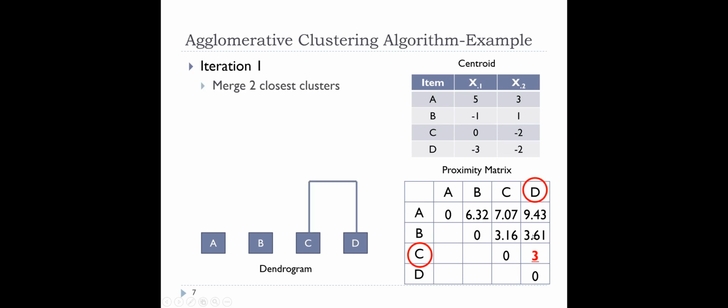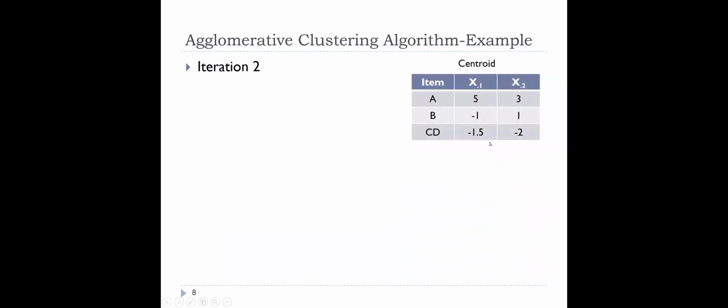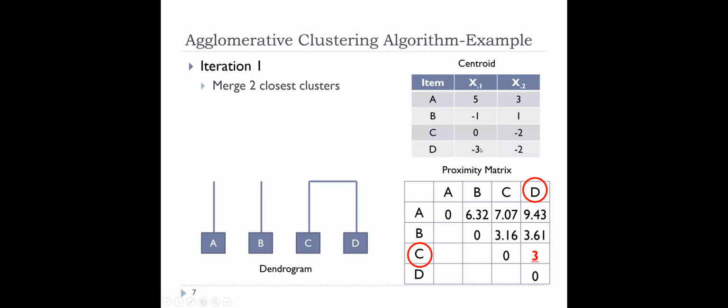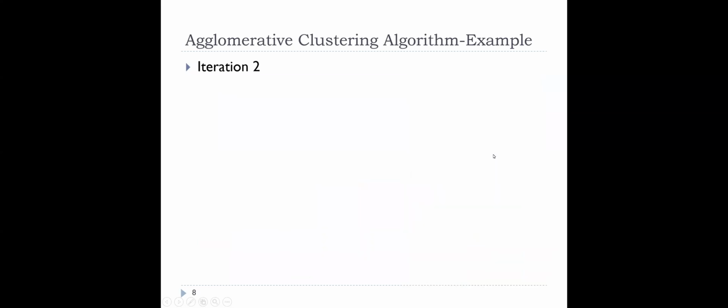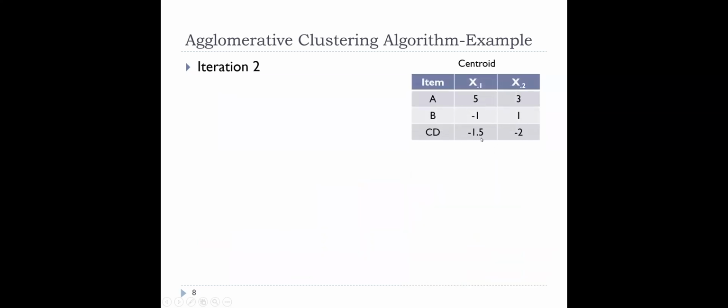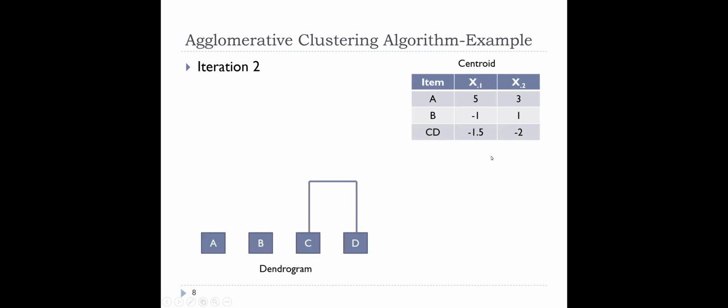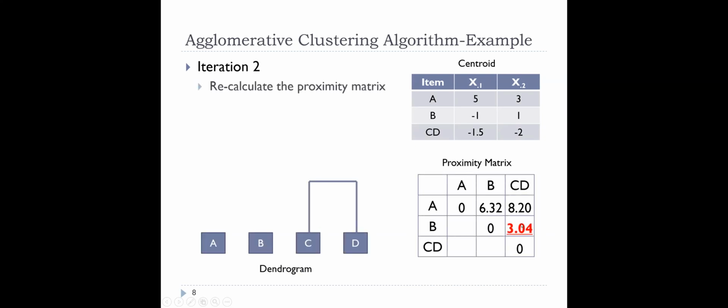We merge the two closest clusters, so here you find the smallest number, the smallest distance. Now A and B are still single clusters, and you merge C and D together. Now you do the average: -3 averages to -1.5, and -2 averages to -2. So this becomes a single cluster at -1.5, -2. Now you compute the proximity matrix again, and you find that B and CD have the smallest distance, 3.04. Now you put B and CD together.